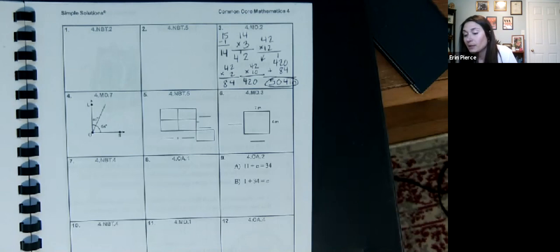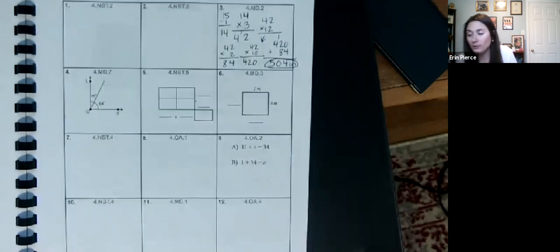All right. So the sister got 34. That's 11 more than her brother. Which equation are we going to choose? A, which is 11 plus C equals 34, or B, 1 plus 34 equals C. You have to solve too. Which equation do we choose?